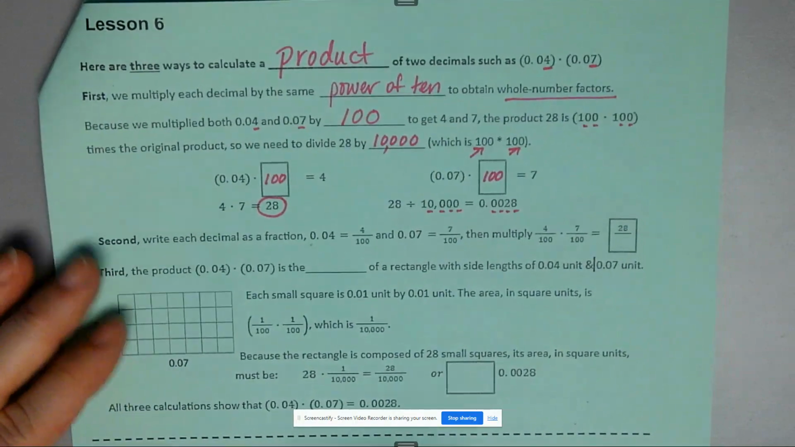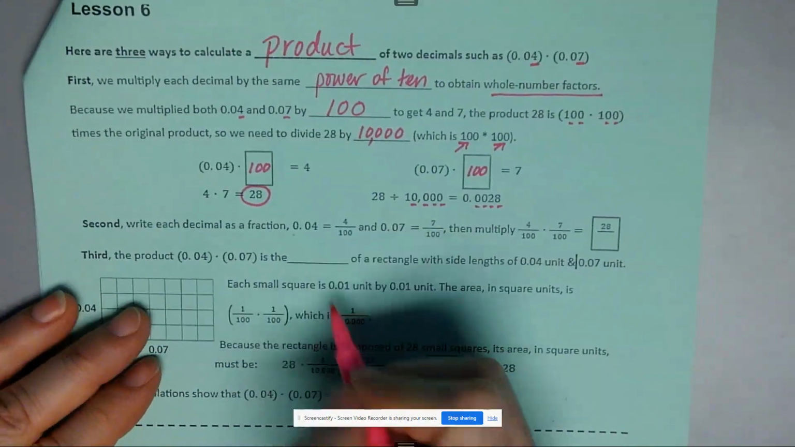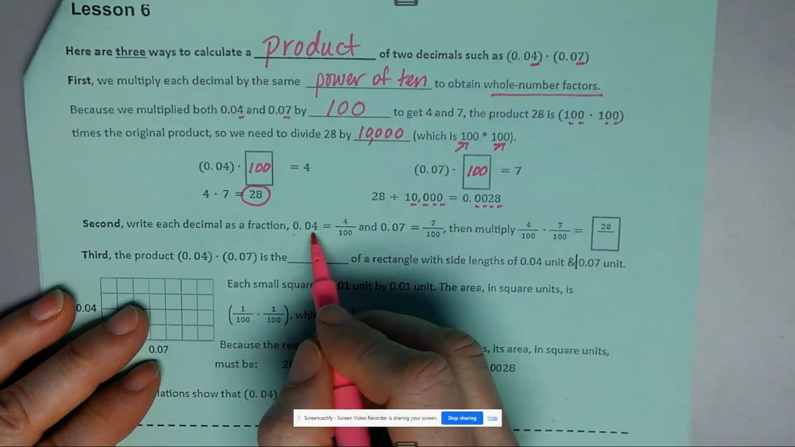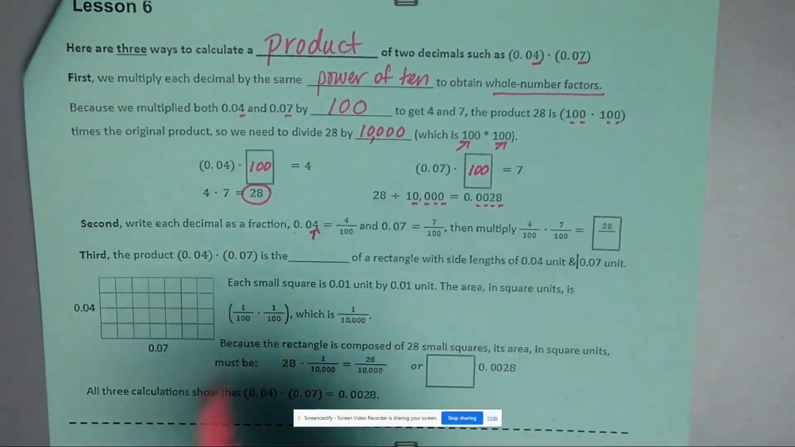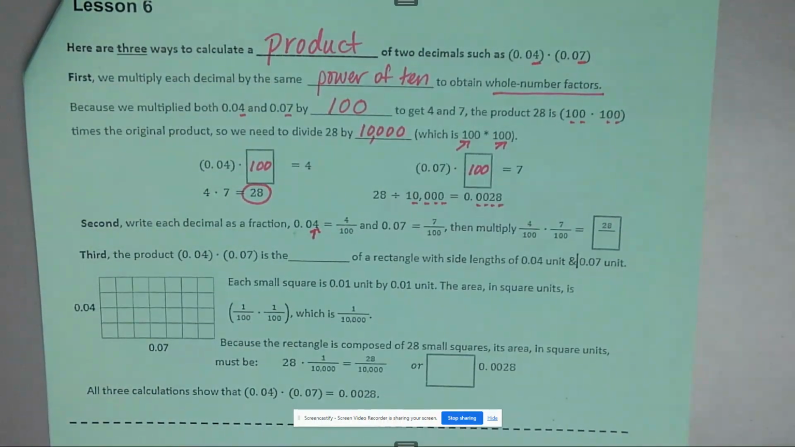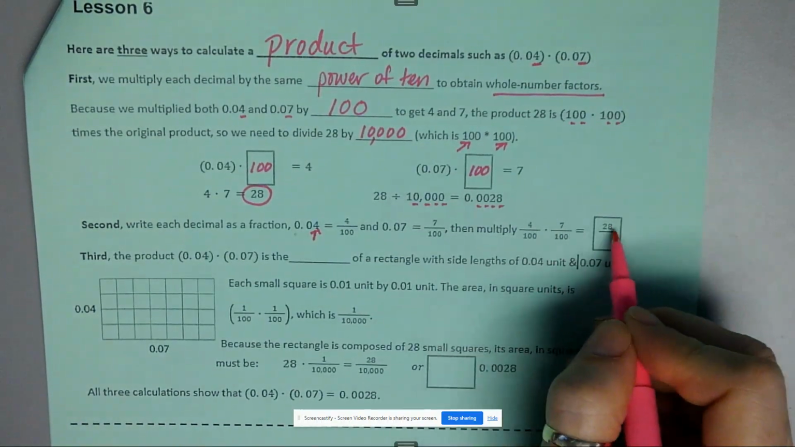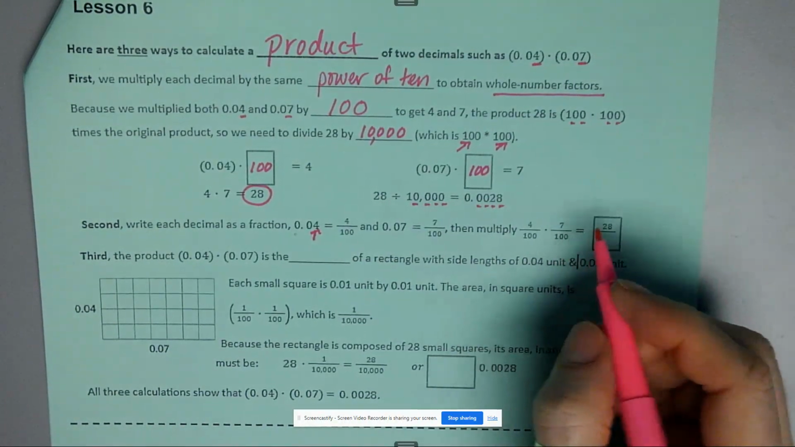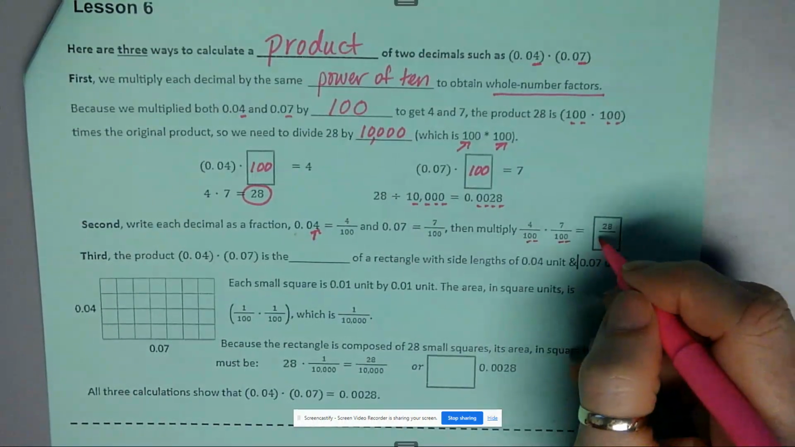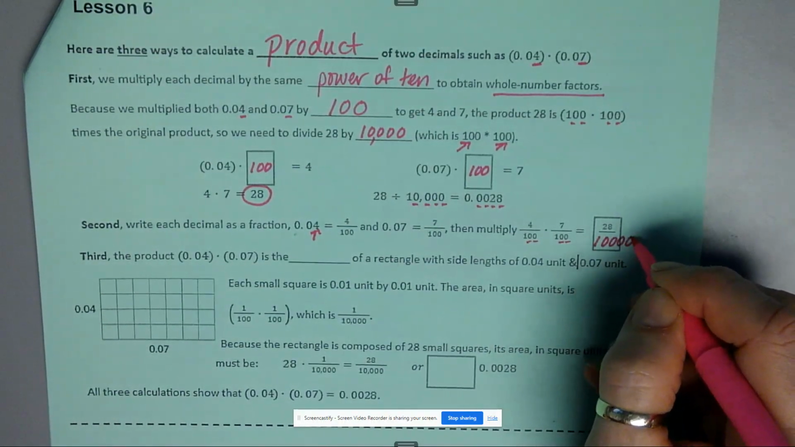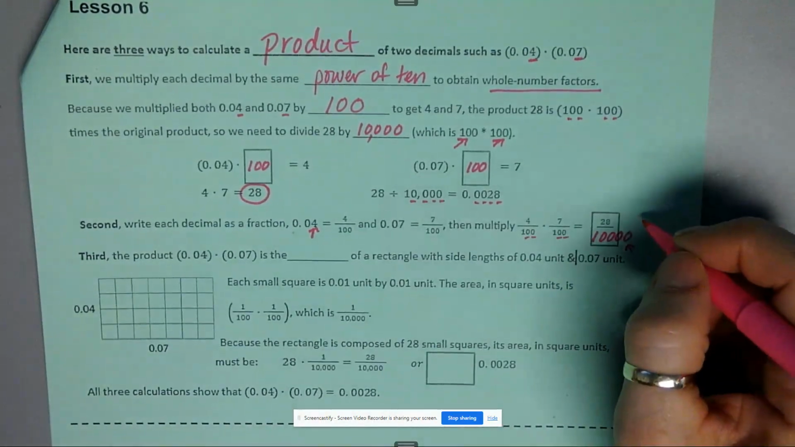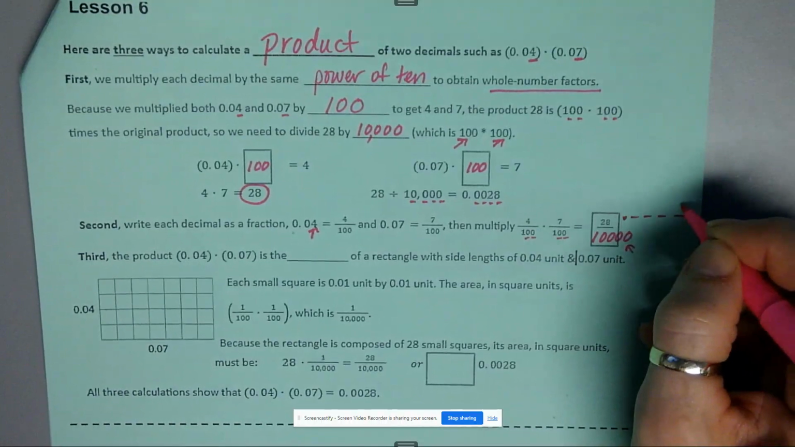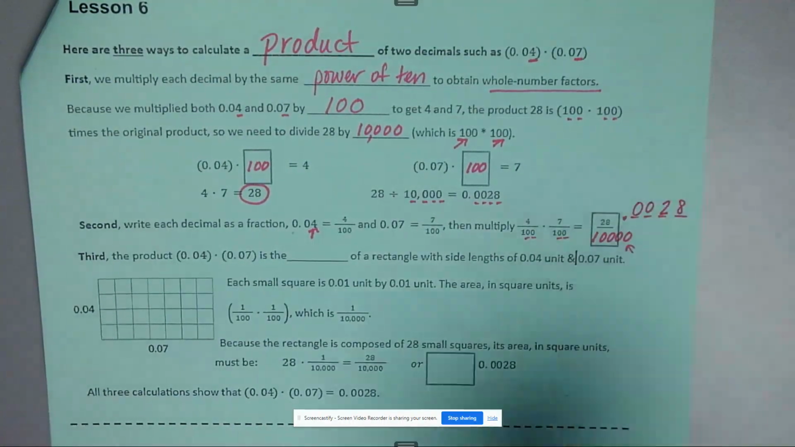All right. We can also do the fraction way, which is what we learned in lesson 5. So 4 hundredths looks like 4 over 100. Excuse me. 7 hundredths looks like 7 over 100, which becomes 4 times 7 is 28. 100 times 100, 4 zeros. 28 10,000ths.